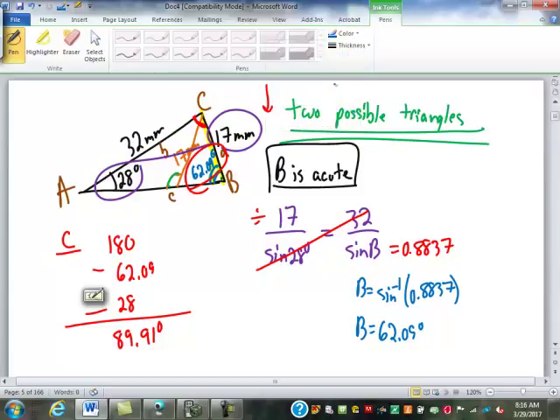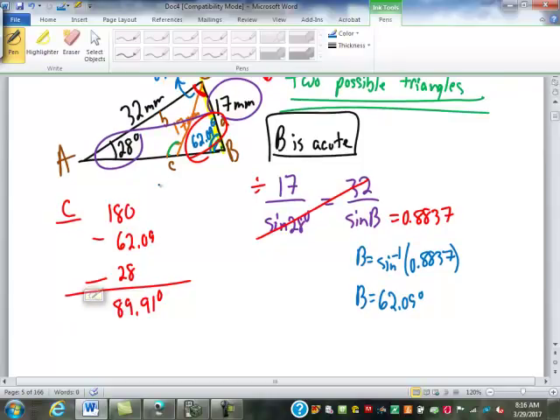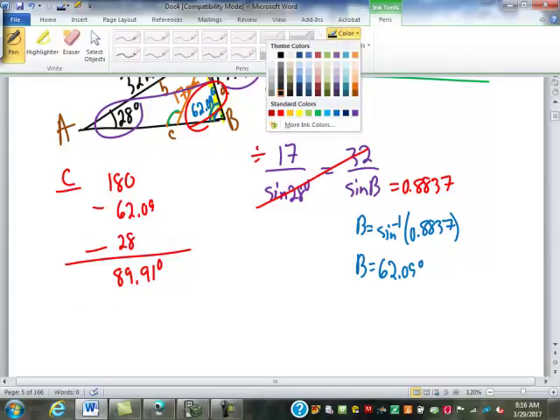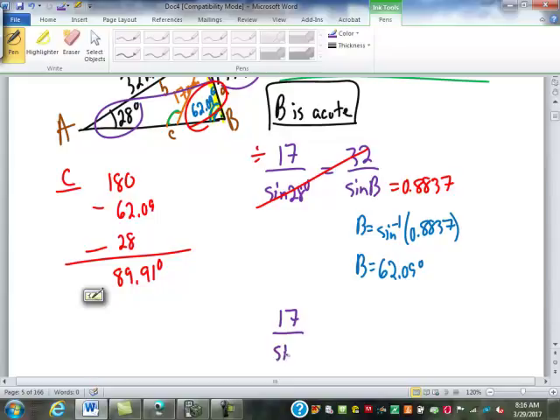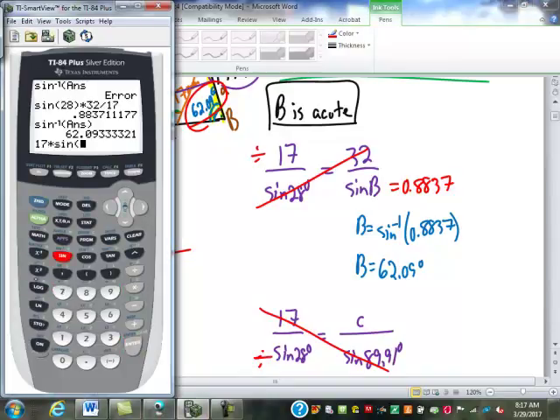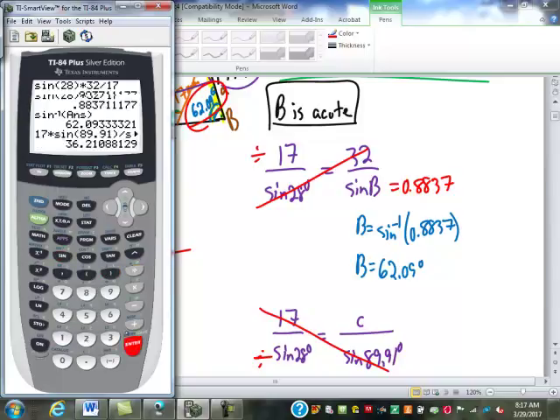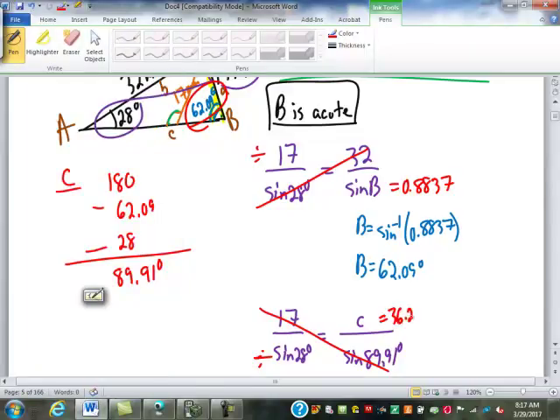So now that I know that angle C here is 89.91 degrees, I can go ahead and find side C. So I still have 17 over the sine of 28 degrees. It's going to be side C, little c, over the sine of 89.91 degrees. And again, we cross multiply and divide. So 17 times the sine 89.91, close my parentheses, divided by the sine of 28. So 36.21. So C is 36.21 millimeters.